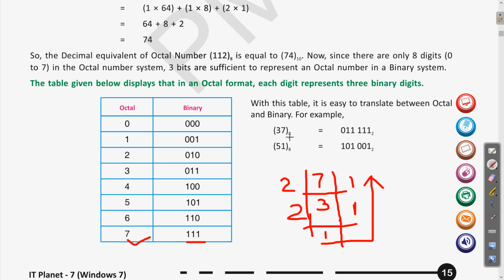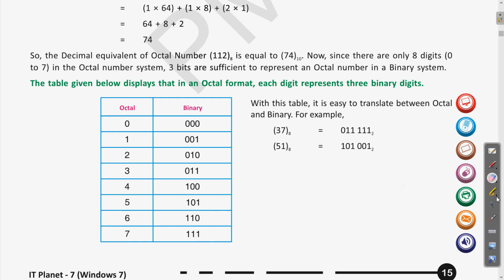In the same way, 37 is written in the form of, okay, let me erase this first. So here you have seen the values of all these digits, what is the value of 3, what is the value of 7. Now if you want to write 37, easily, if you see, the value of 3 is 011, so here I have written 011. And what is the value of 7? The value of 7 is 111. So here the same 111 is written.